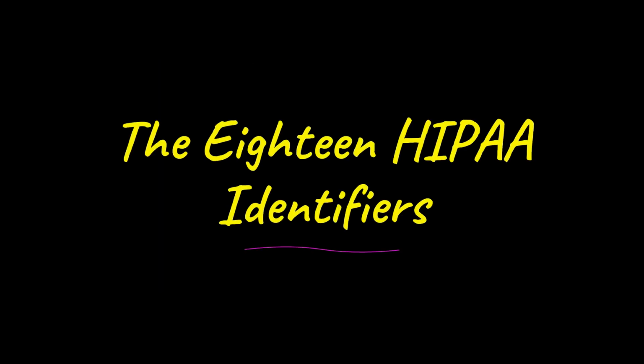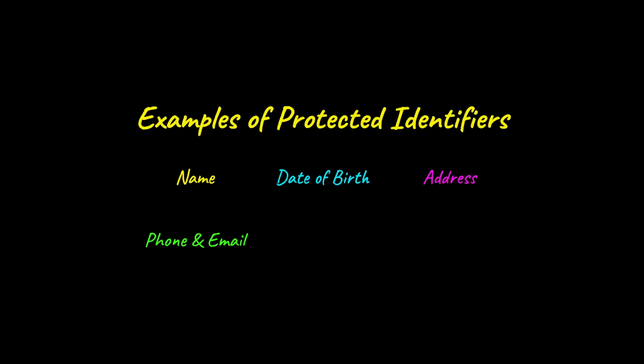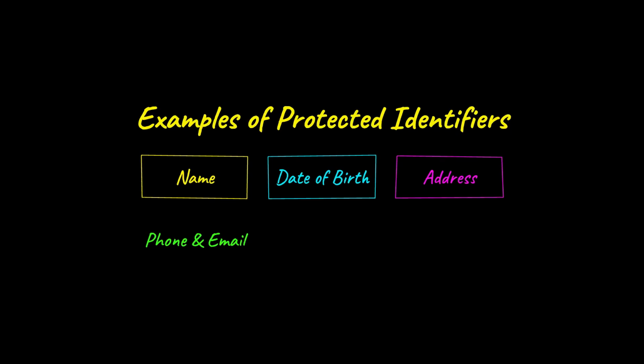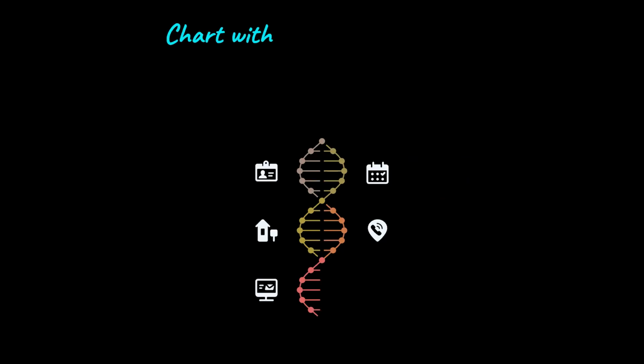HIPAA defines 18 identifiers that, when linked to health information, turn it into protected health information subject to strict use and disclosure rules. The list is broad, covering obvious items like name, date of birth, address, phone, and email, plus less obvious ones like medical record numbers, device identifiers, and biometric data. On exam day, when a stem lists common patient items, remember, all of them count as protected.